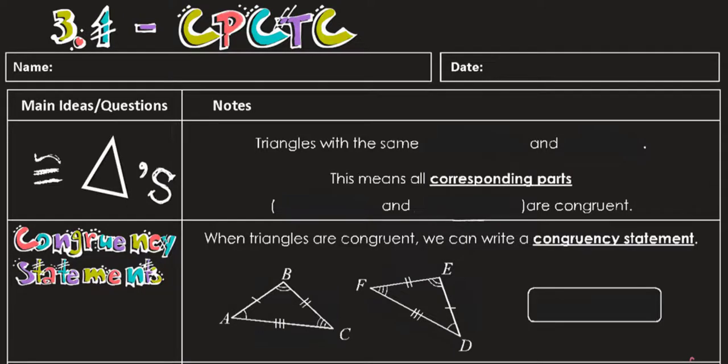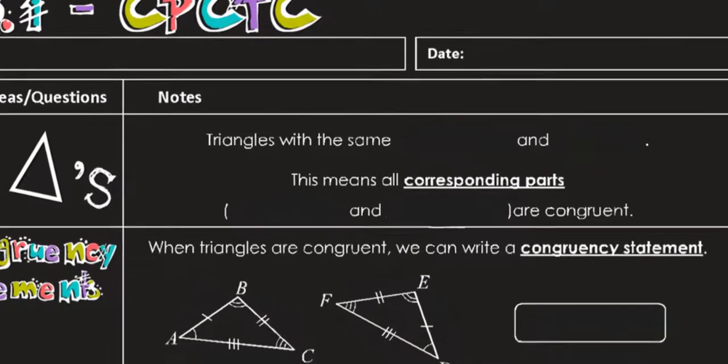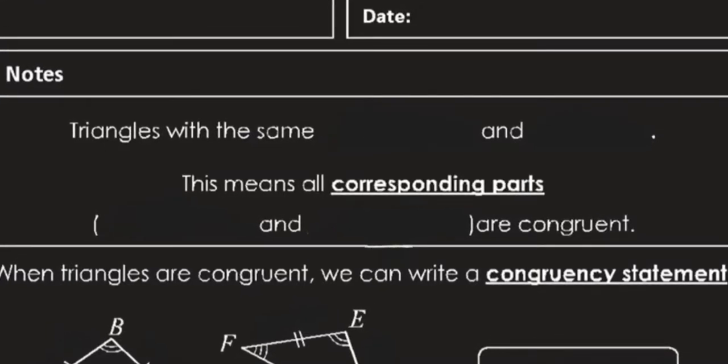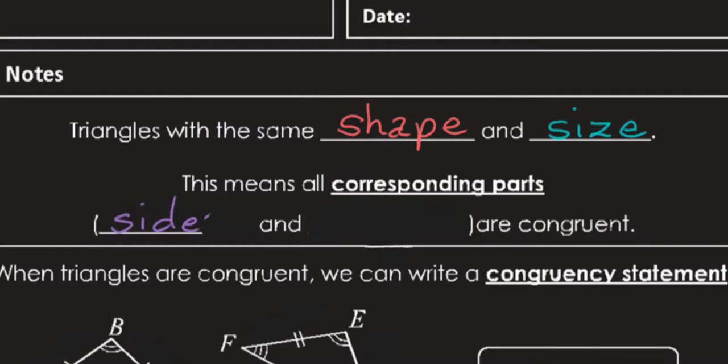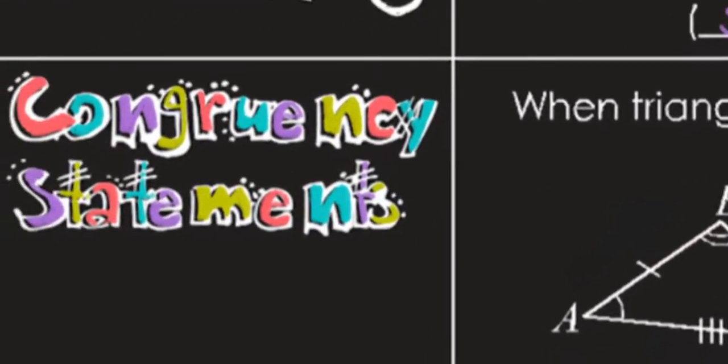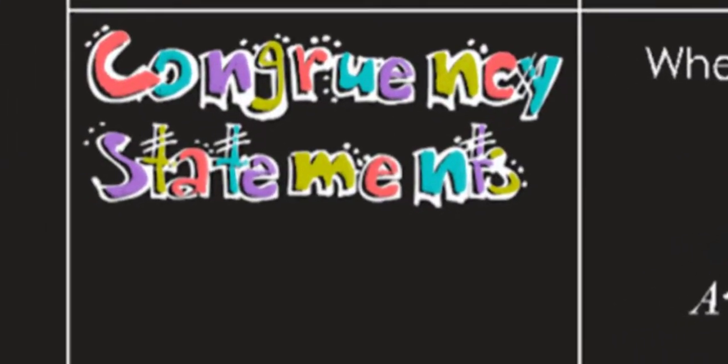3.1 CPCTC. In this lesson, we will be discussing congruent triangles. Congruent triangles are triangles with the same shape and size. This means that all corresponding parts, the sides and the angles, are congruent. When triangles are congruent, we can write a congruency statement.